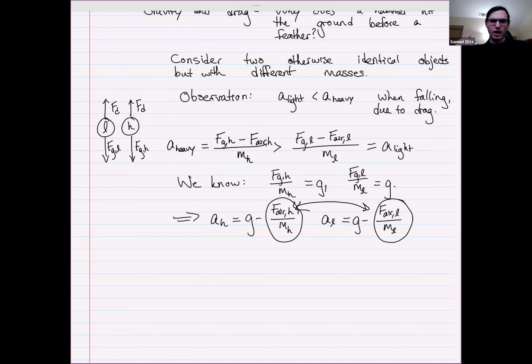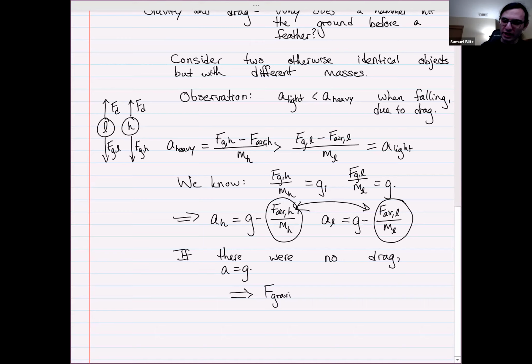Just as an observation, by the way, if there's no drag, we know that the acceleration should be g. So what does that imply? It implies that the force of gravity on any object is just m times g. By the way, this is the magnitude of the force of gravity. You take g, which is 10 meters per second squared, and you multiply it by its mass. And that value happens to be the gravitational force that an object feels.